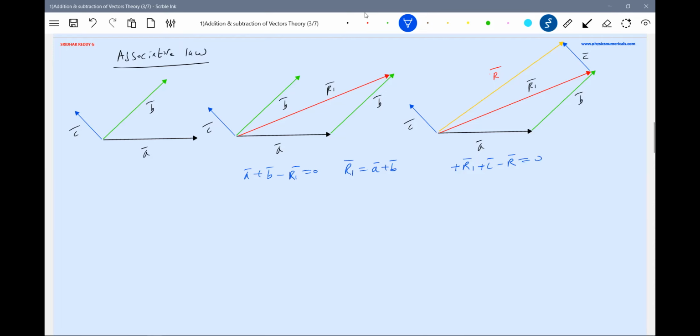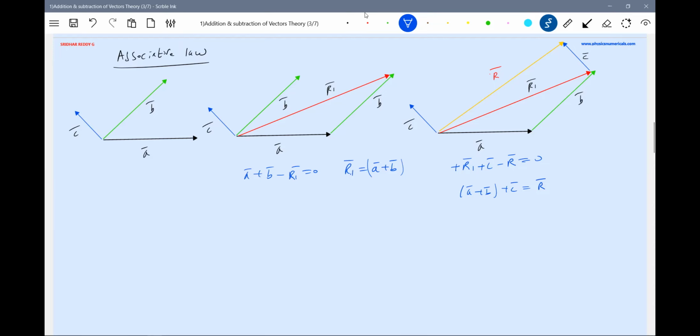We have added first a bar and b bar. No, let me keep this. So this is a bar plus b bar plus c bar equal to r bar. So what we added, first added a bar, b bar, the resultant that will be added to c bar. So instead of that, shall we first add b bar, c bar, then the resultant I'll add to a bar. Will I get the same r bar, the orientation? We will try.